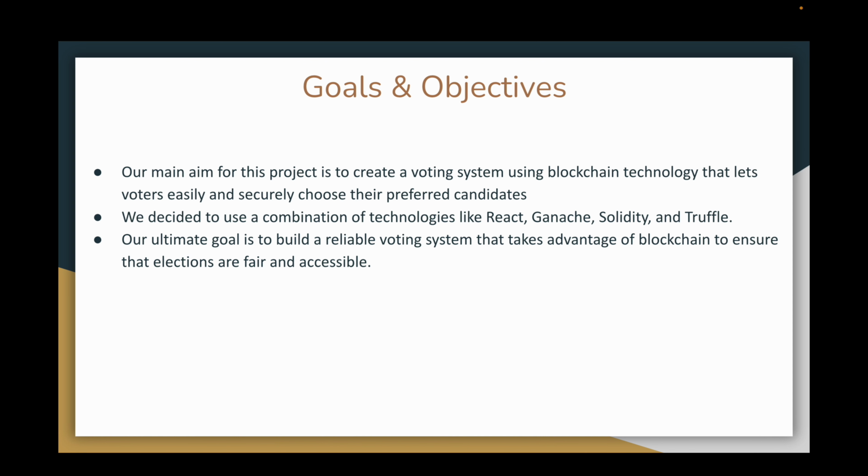So, what are our goals and objectives? Our main goal here is to create a full stack voting application that is essentially based on blockchain technology. We are using a combination of tools and technologies like React for front end, Solidity for writing our smart contracts, Ganache, and Truffle. Our ultimate goal, once again, is to build a reliable system so that we can give a proof of concept that such systems have the possibility of working in the real world as well.